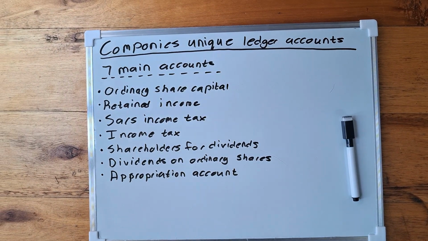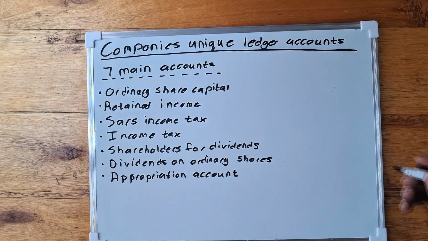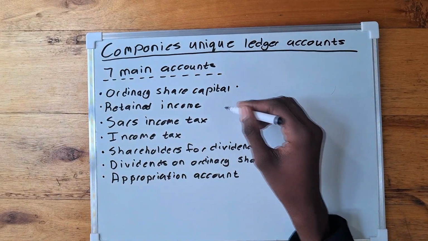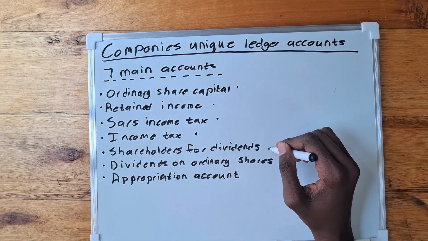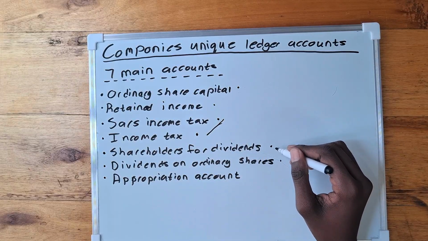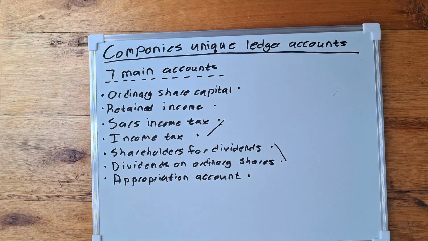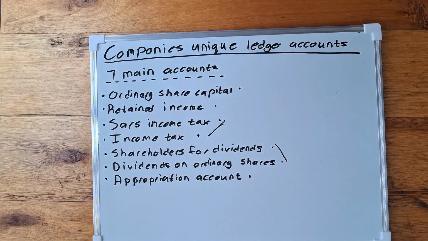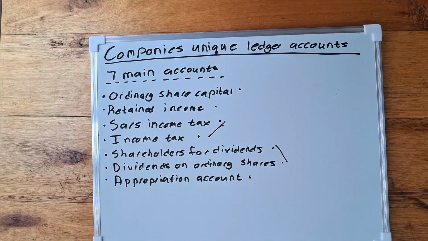Hello guys, welcome to this video where we'll be covering companies' unique ledger accounts. There are 7 main accounts that you need to know: your ordinary share capital, your retained income, your SARS income tax and your income tax, which are linked, your shareholders for dividends and dividends on ordinary shares, which are also linked, and your appropriation account. We must first know the meaning of these accounts so we know why we do certain adjustments and why we record these accounts in the way that we record them.